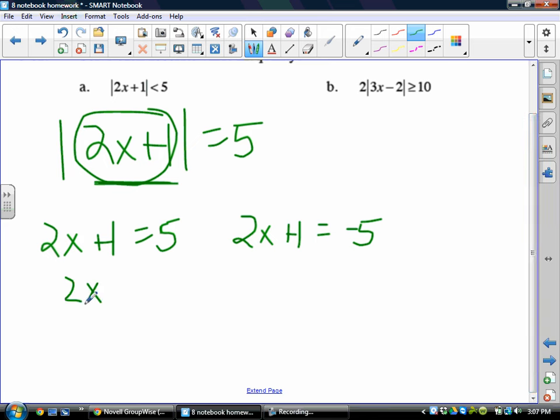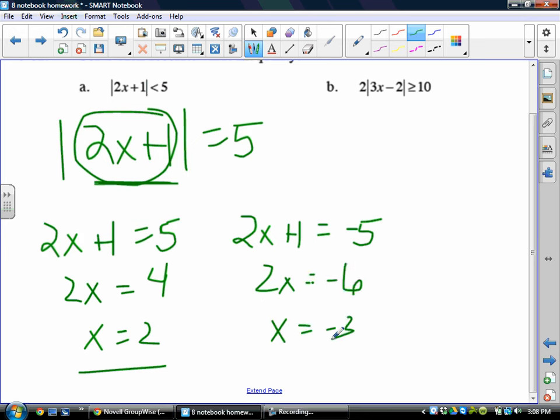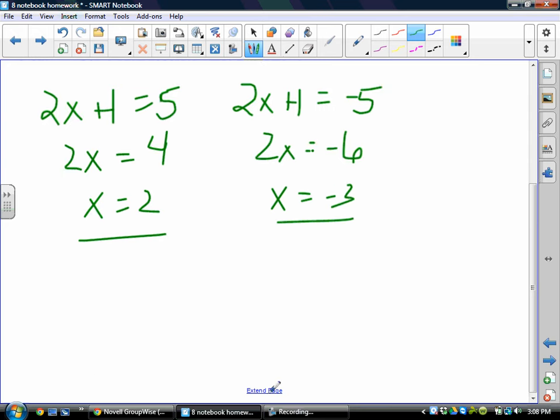So if I subtract 1, I have a 4, divided by 2, I'll get x equals 2 is one of my boundary points. Same thing over here, I'm going to have 2x equals negative 6, divided by 2 gives me x equals negative 3 as a boundary point. So I'm going to draw a number line, and have negative 3 on here, positive 2.